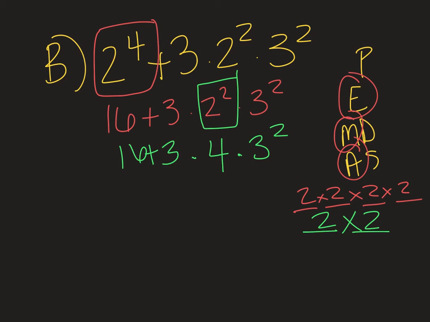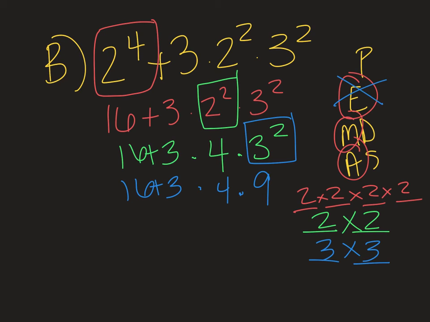All right, last exponent. Let's take care of it. My exponent is 2, so I have 2 lines. My big number is 3. 3 times 3 is 9. And I rewrite everything. Done with my exponent, so I keep moving. I've got to take care of my multiplication first. So we're going to go from left to right. We're going to start here. 3 times 4 is 12. Rewrite everything.